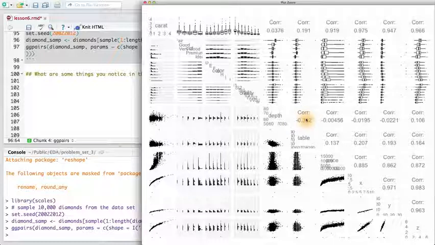Remember that our goal is to understand the price of diamonds, so let's focus on that. The price variable is here, so let's look at the relationships that correspond to price. What are some things you notice? There's no right or wrong answer here, but think deeply about the plots and the associations you see. Write a few sentences about what stands out to you.